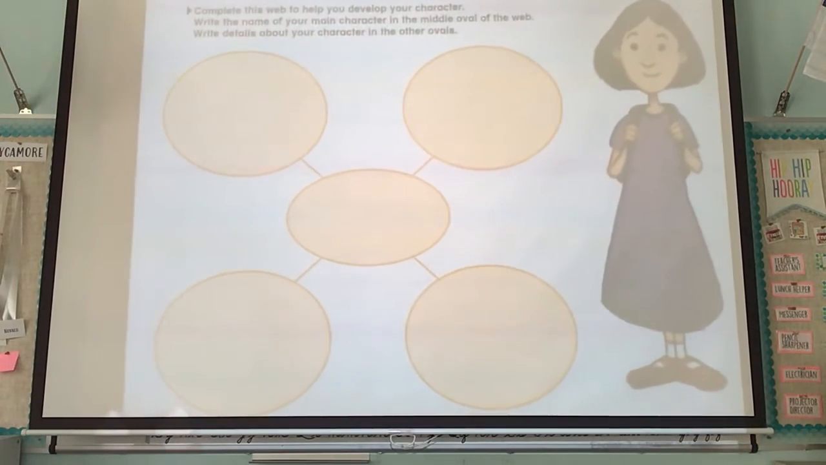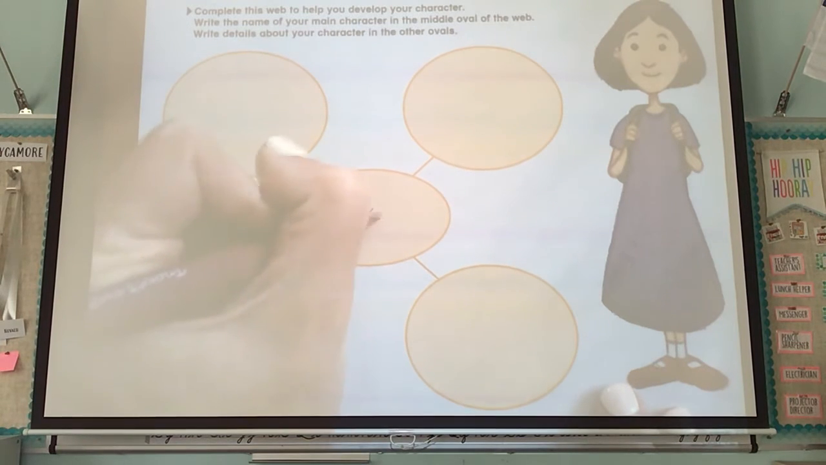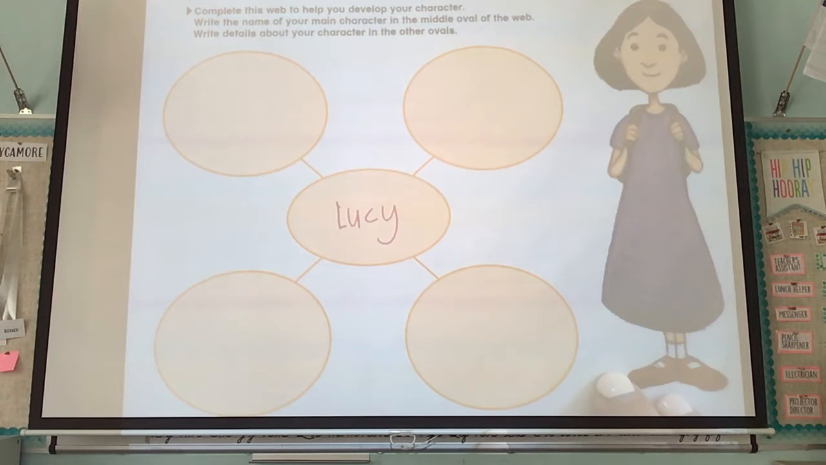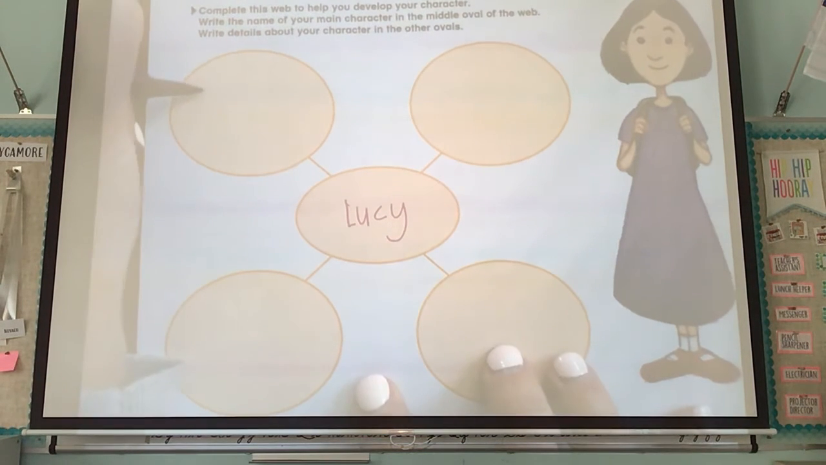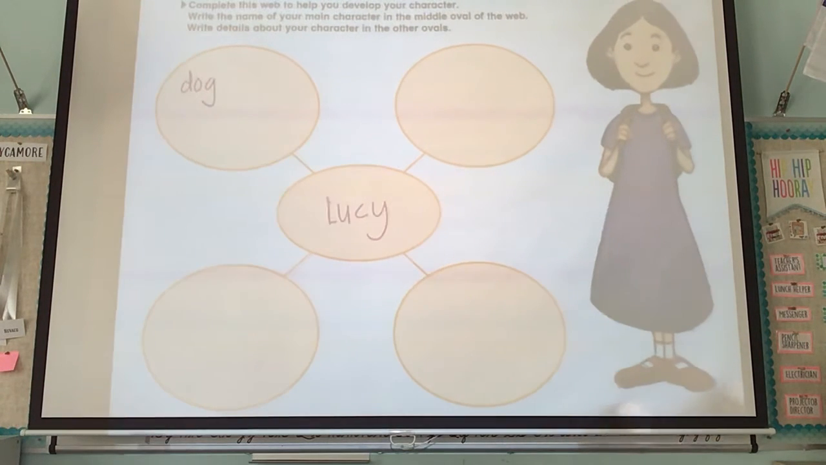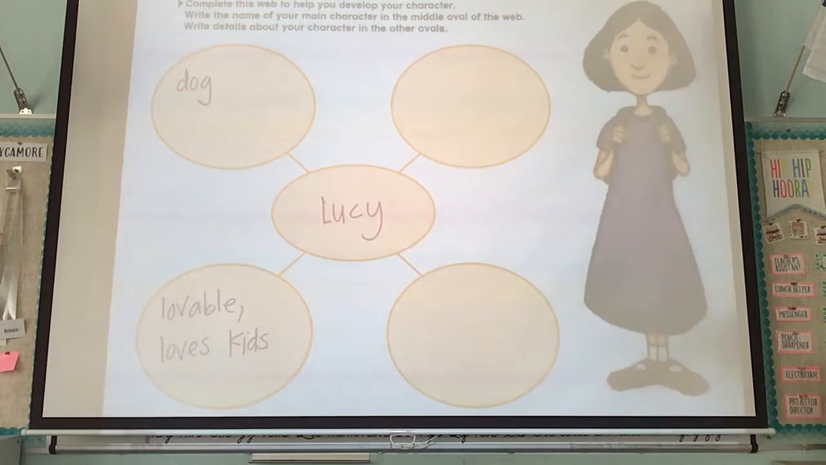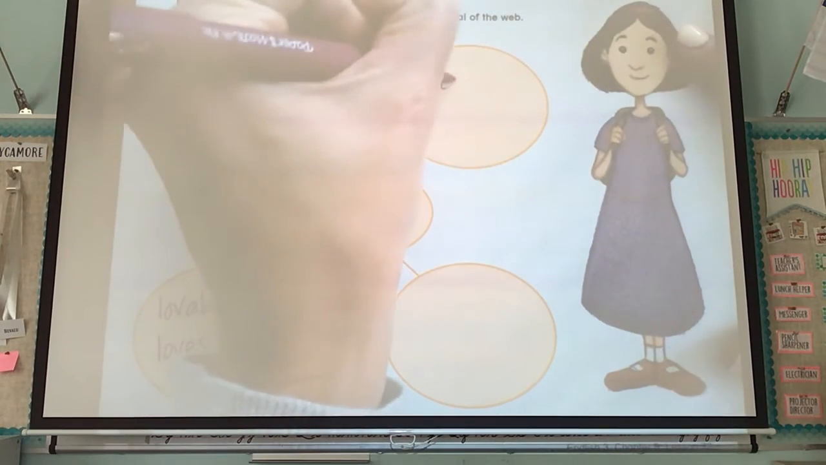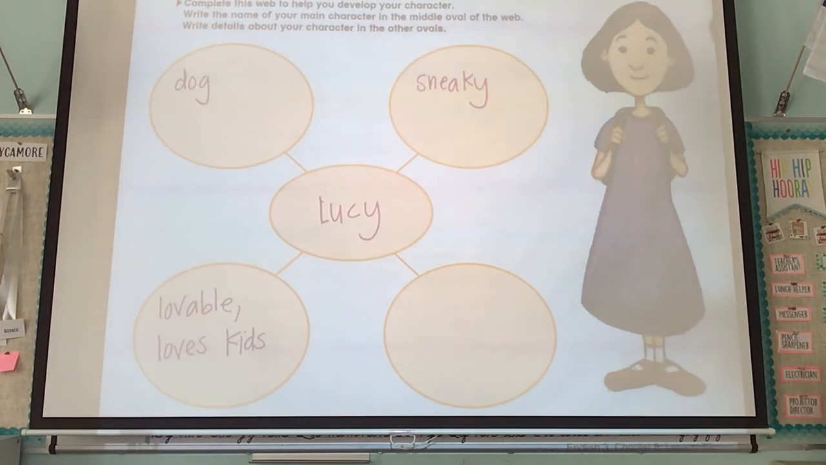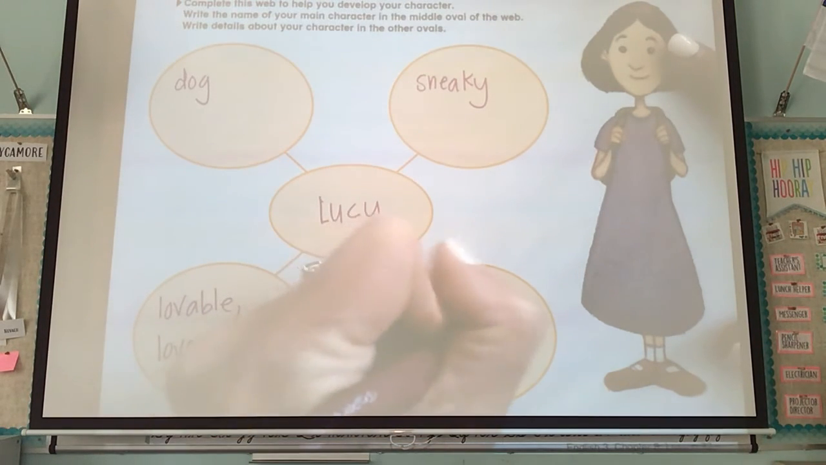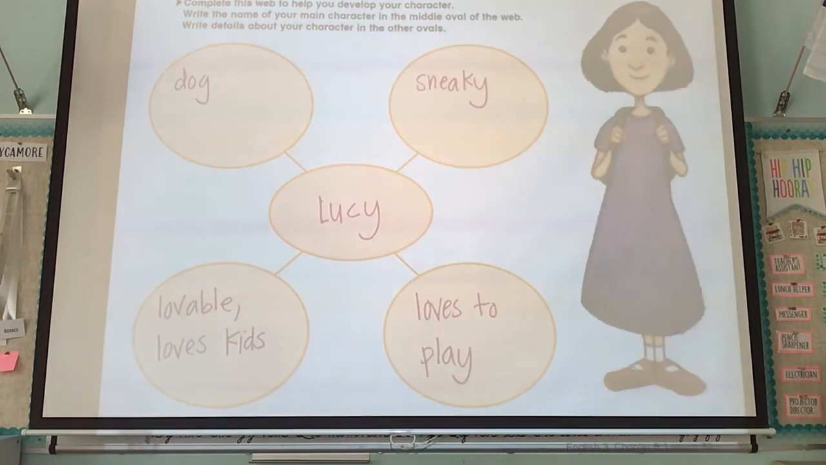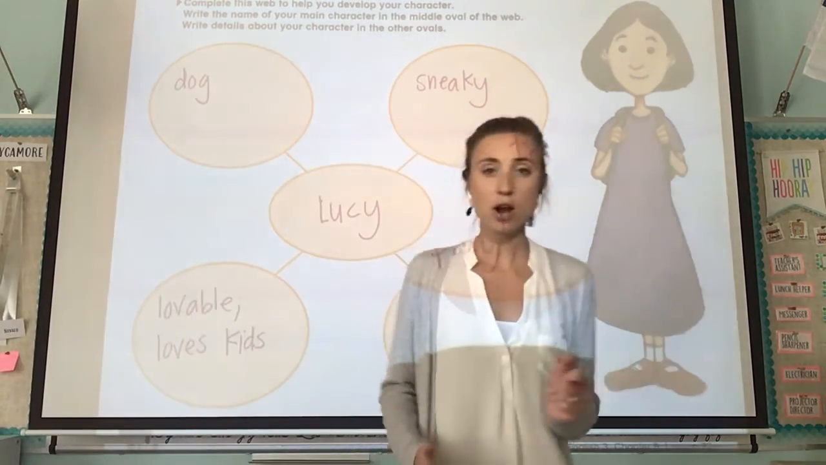My main character is Lucy. So I'm going to put that in the middle. And then in the other bubbles, I'm going to think about details about Lucy. So first of all, she's a dog. That's pretty important for me to tell my readers that she's a dog. My dog Lucy is also really lovable and loves the kids. Lucy is also a little bit sneaky when it comes to food or toys. And Lucy also loves to play.